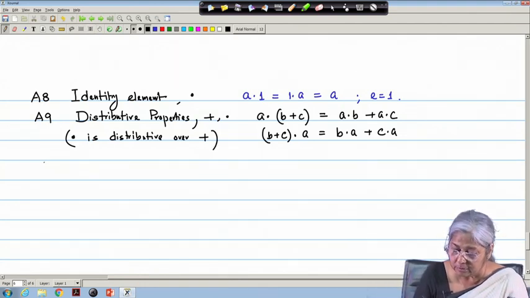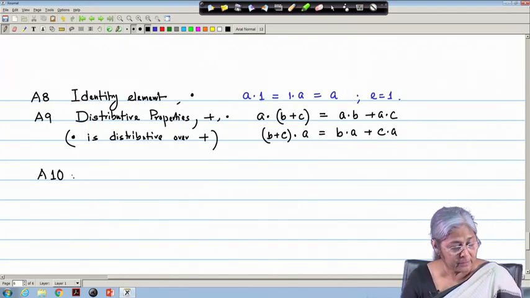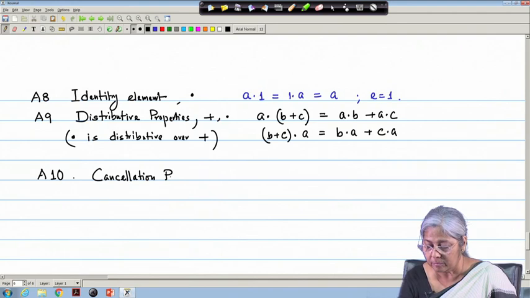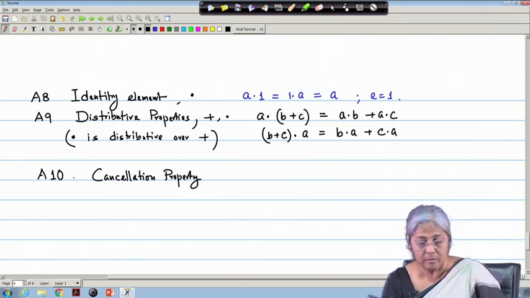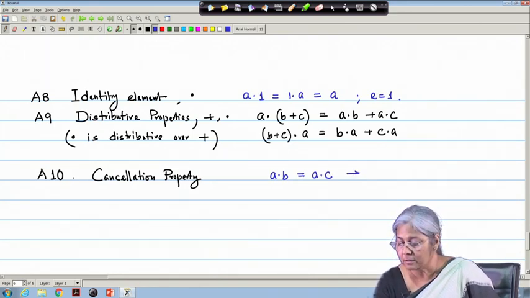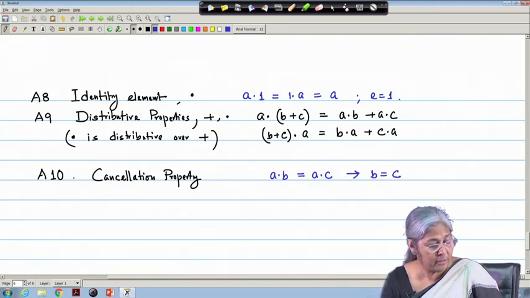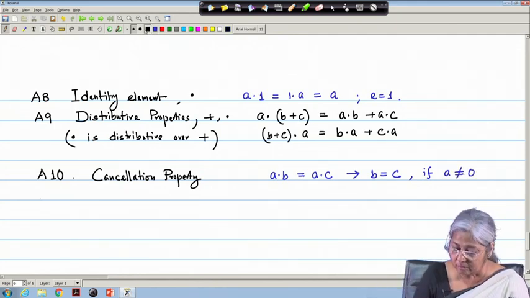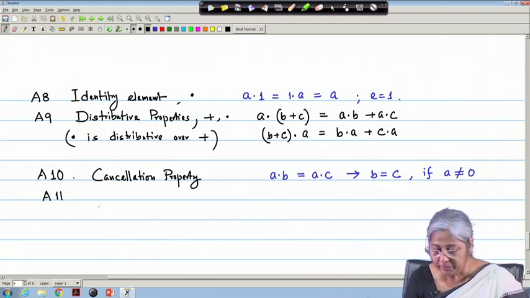Now I can write two other properties. This is called the cancellation property: if A dot B equals A dot C, it implies B equals C, if A is not equal to 0. Another is the idempotent property.